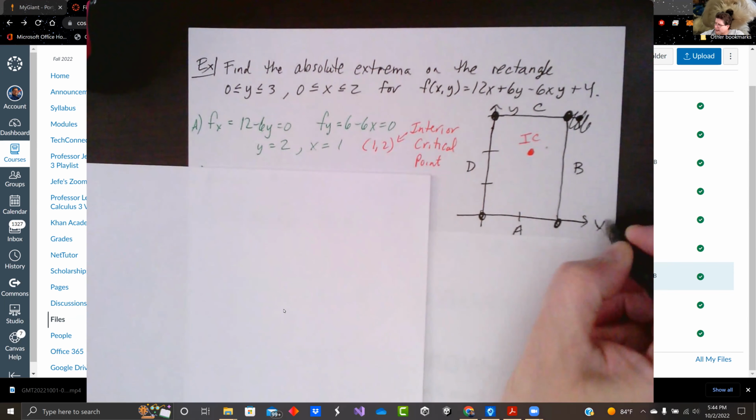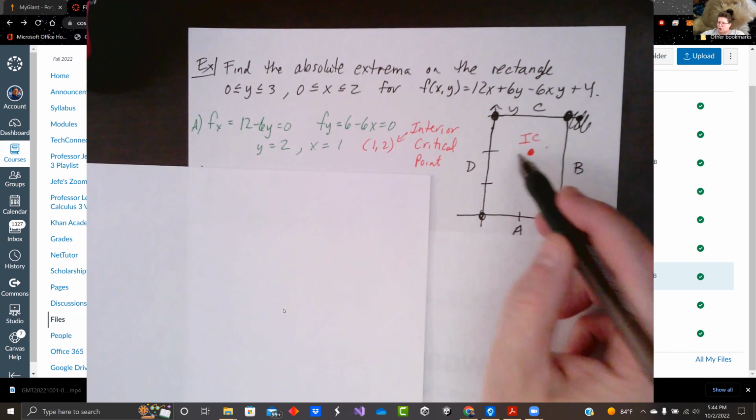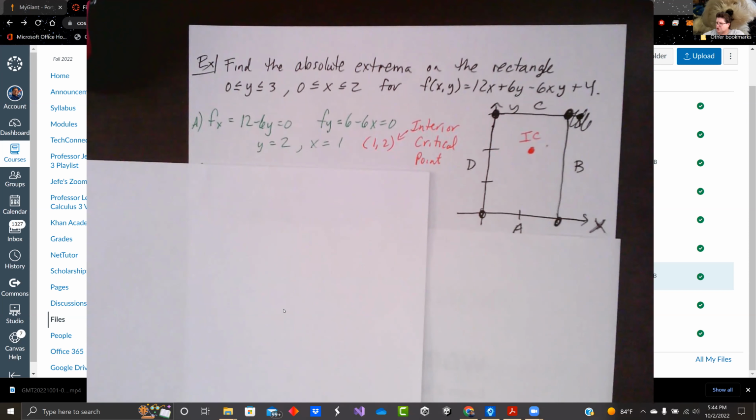Now we want to look along the boundaries. The boundary conditions along A, B, C, and D are different. So let's just look at each side one at a time and see what those boundary conditions tell us.